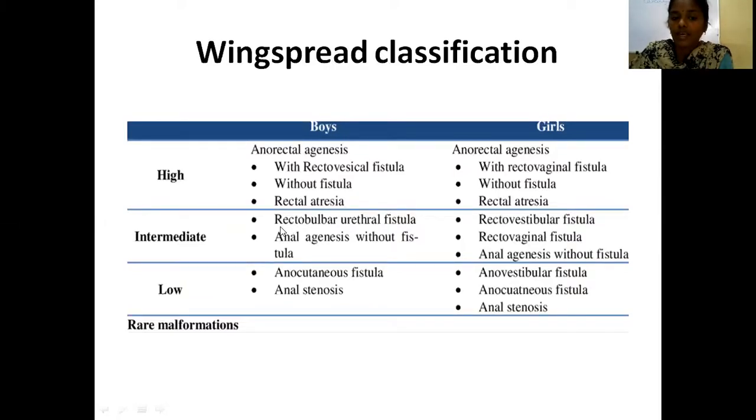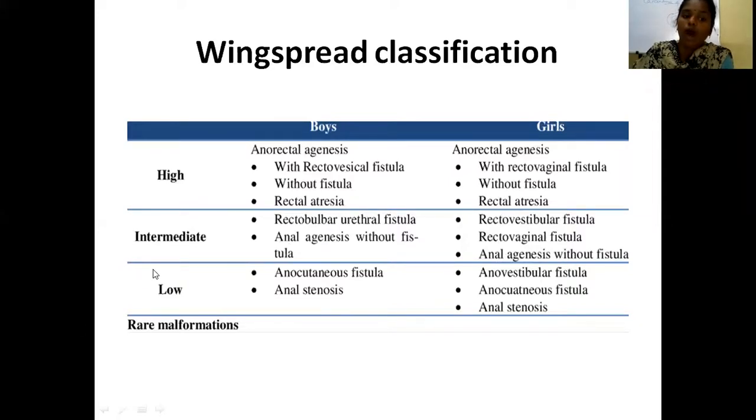In case of intermediate, it is rectobulbar urethral fistula, a communication between the rectum and bulbar urethra in males, whereas in females, it is rectovestibular fistula, a communication between the rectum and vestibule. In case of girls, intermediate also includes anal agenesis without fistula and rectovaginal fistula. This is the low rectovaginal fistula.